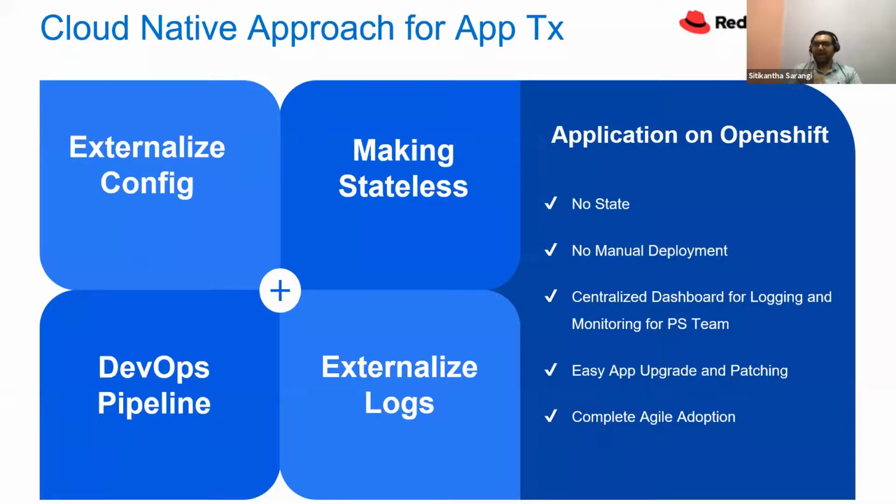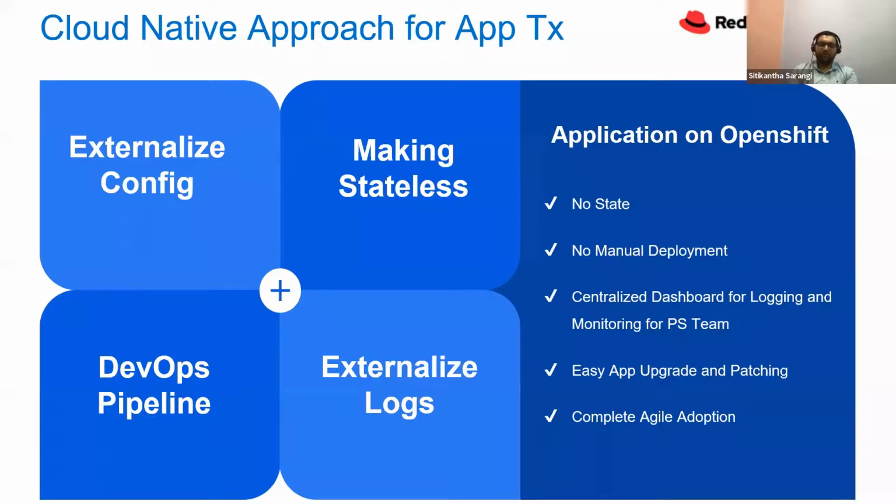And obviously, I have explained that your application needs to be stateless in order to cater to the requirement that it will be self-healed and auto-scaled, right? And if you are doing the application transformation, then the very obvious part is your DevOps pipeline. Without that, you are not actually enjoying the full benefits of the OpenShift platform that it provides to you, right? It provides the complete automation.